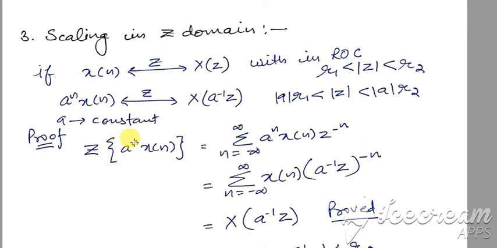Now here we will calculate the z transform of a raised to the power n x[n]. It will be summation n is equal to minus infinity to infinity a raised to the power n x[n] z raised to the power minus n. Now we will take a and z, a inverse z raised to the power minus n, and this whole term can be called as X(a inverse z).